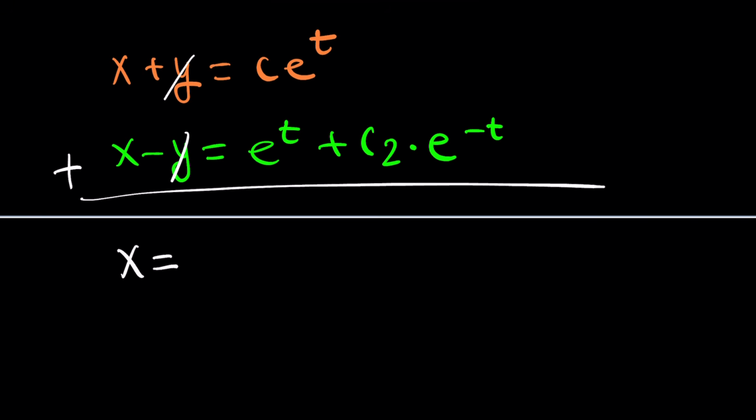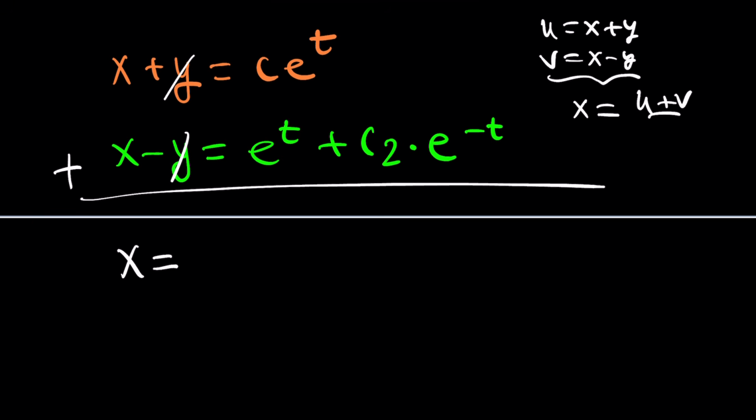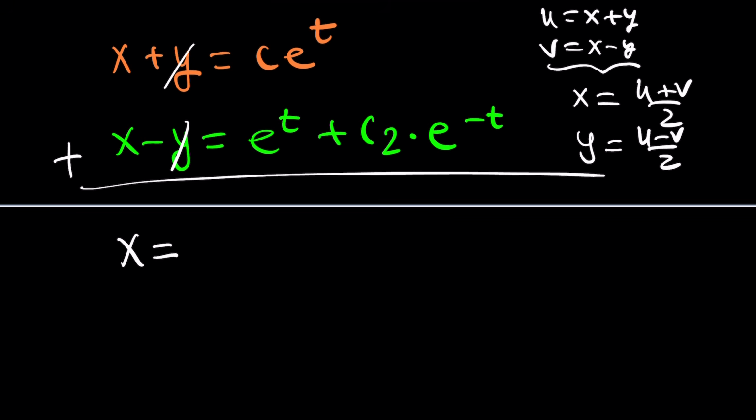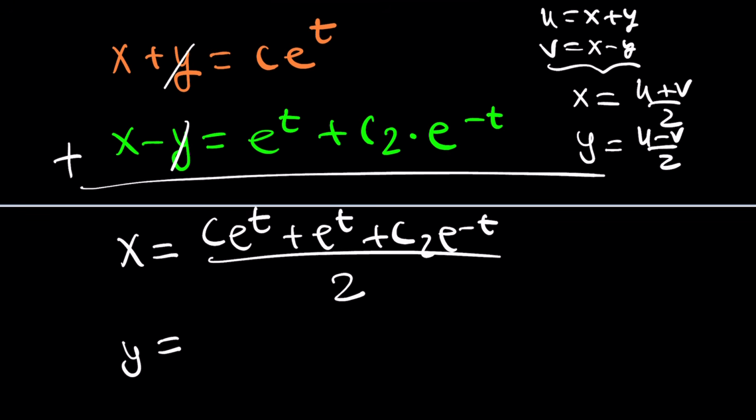You can also do it this way because we know that u is x plus y and v is x minus y. X is just going to be from here, u plus v divided by 2, and y is going to be u minus v divided by 2. You can also approach it that way, same idea. But when you do this, x is going to be c e to the t plus e to the t plus c2 e to the negative t all over 2. And y is going to be u minus v divided by 2, which is c e to the t minus e to the t minus c2 e to the negative t divided by 2.